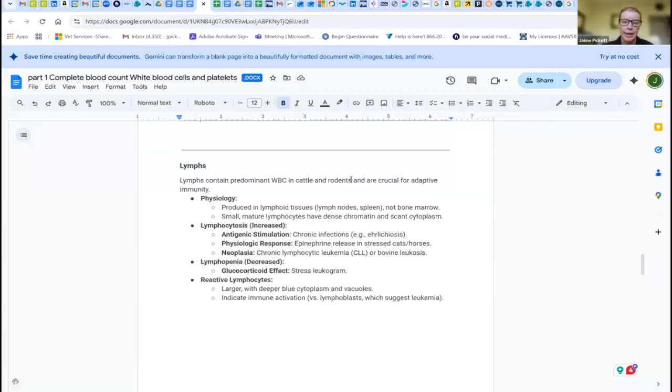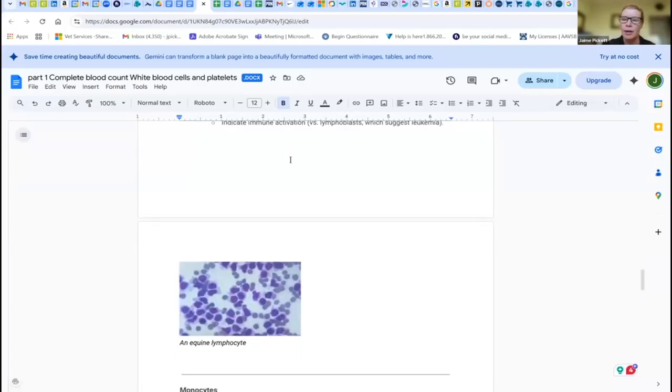And then we have reactive lymphocytes. These are slightly larger cells with deep blue cytoplasm that signal immune activation. There's an important distinction. Reactive lymphocytes show an active immune response, whereas lymphoblasts raise concern for leukemia. So that's really the distinction between the two. Make sure to keep that in mind. It is an important factor.